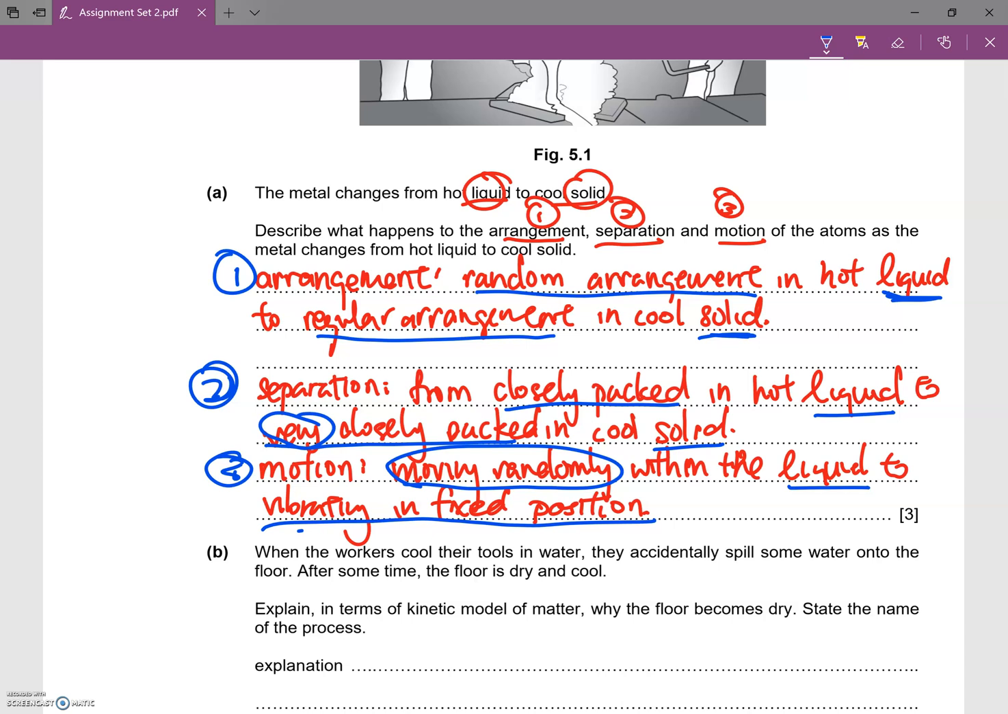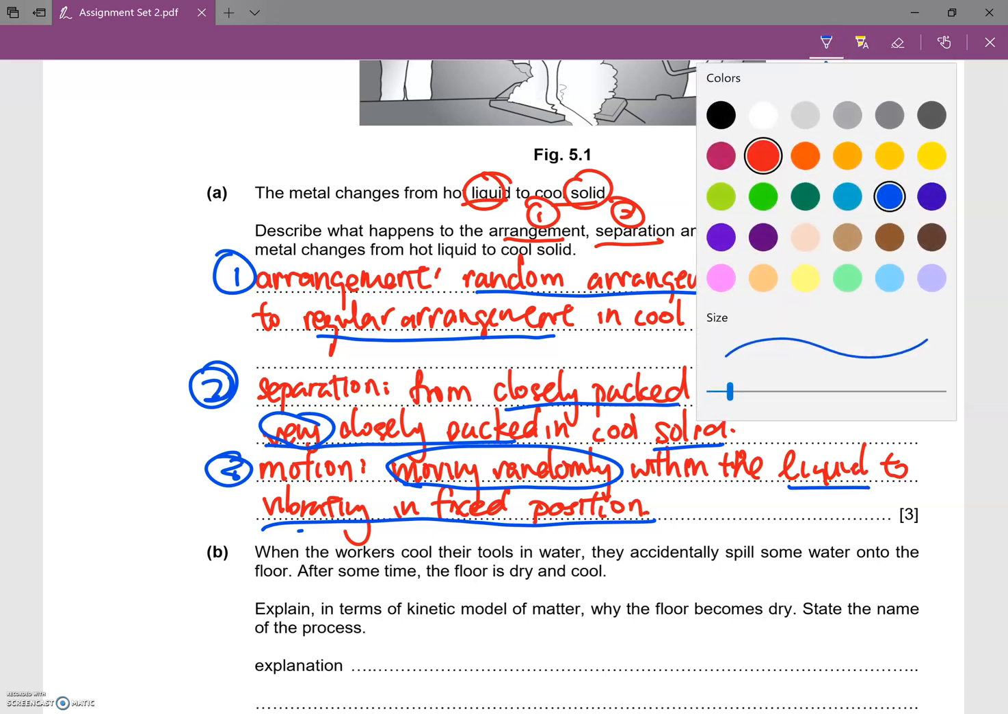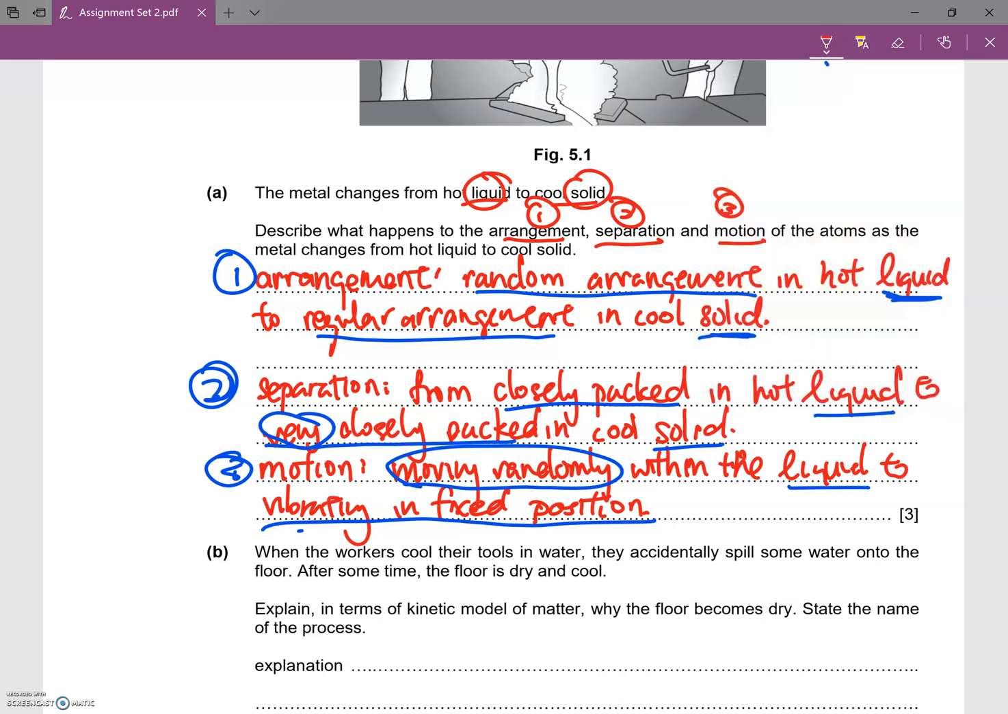So that is how you go about tackling this question. It may look very daunting with so many lines, but if you separate them in terms of arrangement, separation, and motion, thinking in terms of liquid to solid, what's the difference between their particle arrangement, separation, and motion, it actually allows you to do this question quite reasonably.